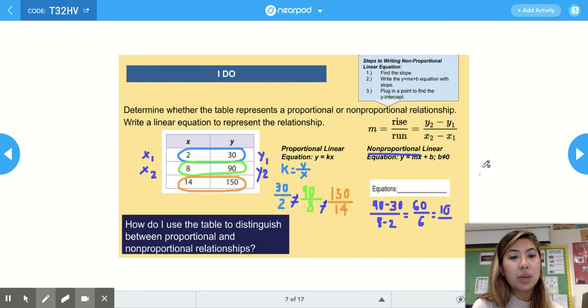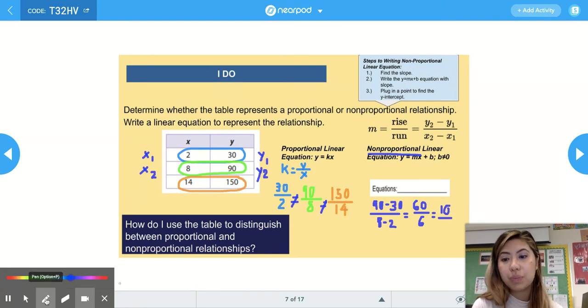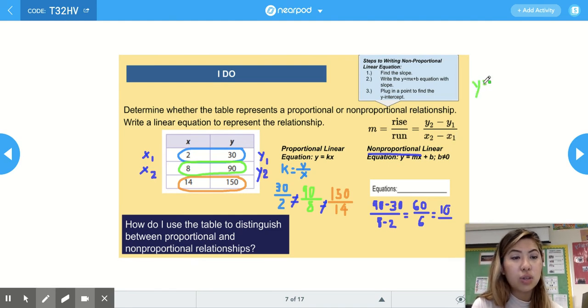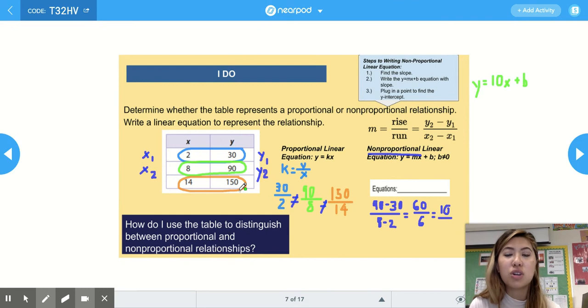And so from here, I'm going to write the y equals mx plus b equation with the slope. So I have y is equal to, instead of m, I'm going to put the 10. So I have y is equal to 10x plus b. Then my last step is to plug in a point to find the y-intercept. So I can choose any of the points. I can choose the points I already used, x1, y1, x2, y2, or I can even choose a point that I haven't used, such as 14 and 150. So I'm just going to choose x1, y1.